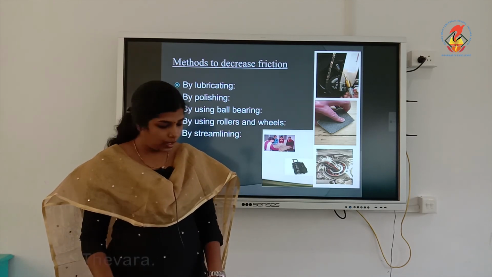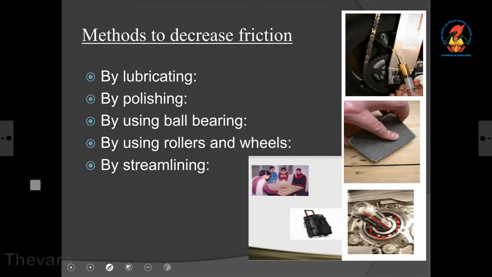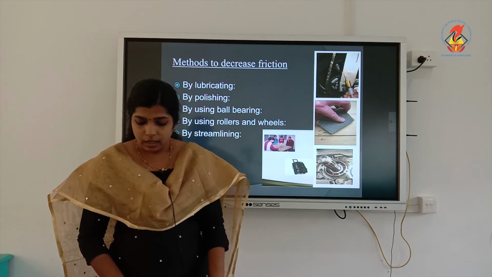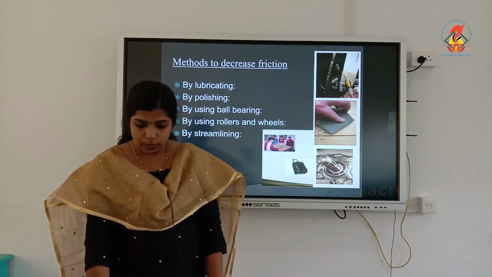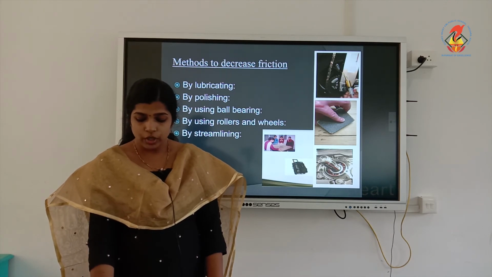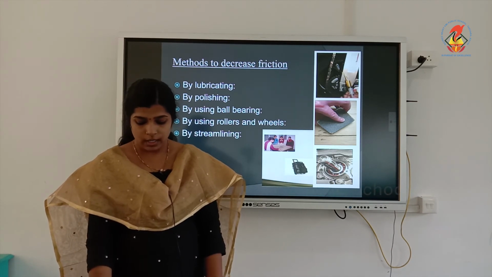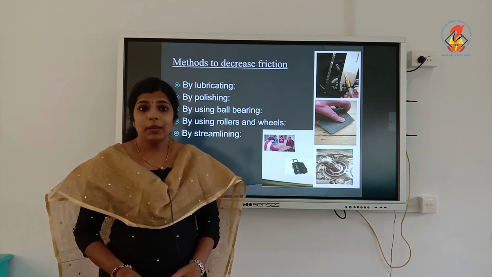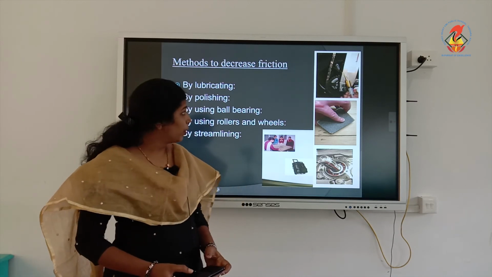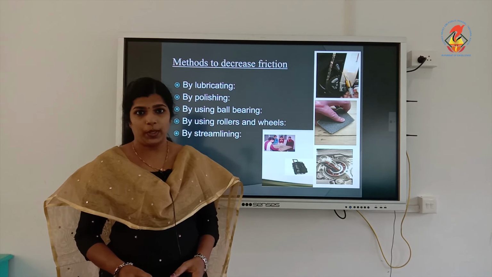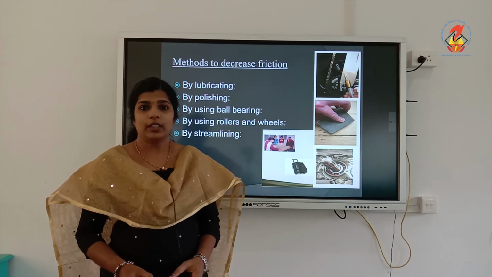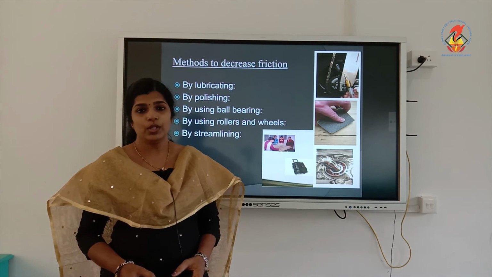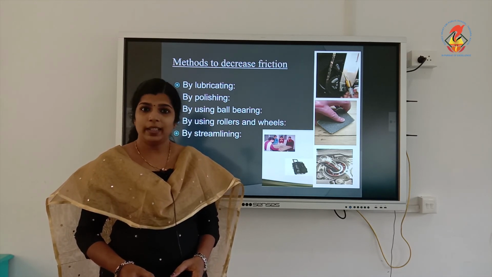Next one is streamlining. By streamlining, we can reduce friction. The bodies of cars, aeroplanes, etc. are streamlined to reduce air friction, and the bodies of boats and ships are streamlined to reduce the friction of water. Streamlining means that particular shape, the shape of a fish or of an aeroplane. That shape will help to reduce the frictional force exerted by the air or by the water.